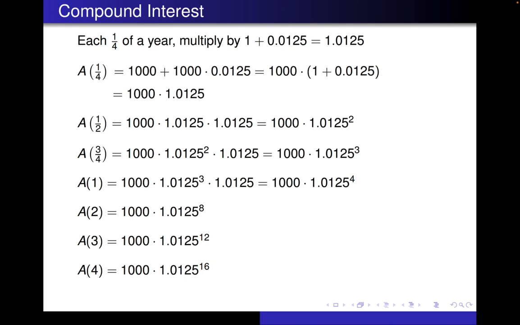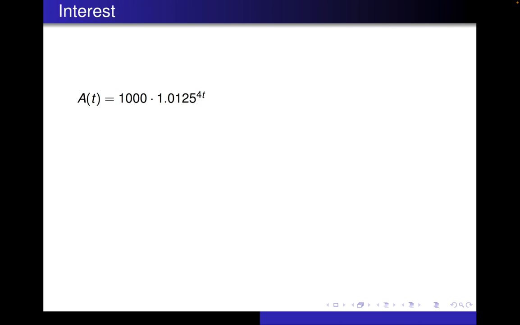I'm sure you can see the pattern here. After t years, we're going to end up with 1,000 times 1.0125 to the, well, each time, whatever our time is, we seem to be multiplying by 4 to get the exponent. So if our input is t, our output is going to be 4 times t. All right, so this is our formula for compounding 4 times.